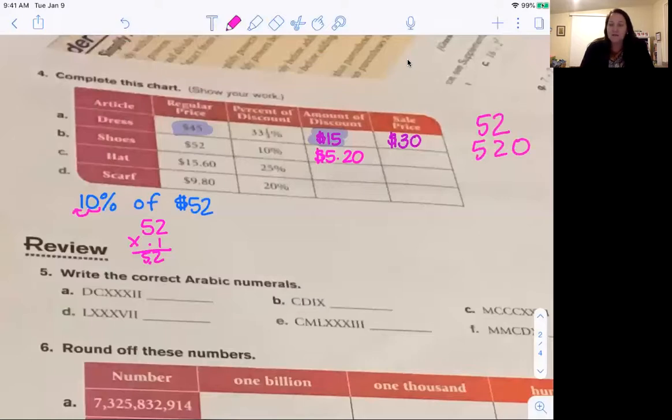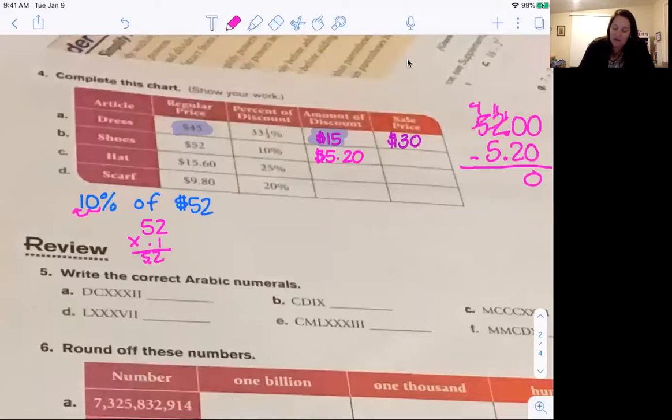So I'm going to do this, right? $5.20. No, you're right. I can't do that. I have to line up my decimals. If this is money, there's a decimal and 2 zeros after the 52. So now I can line up my decimals, $5.20. Okay, go ahead and subtract.